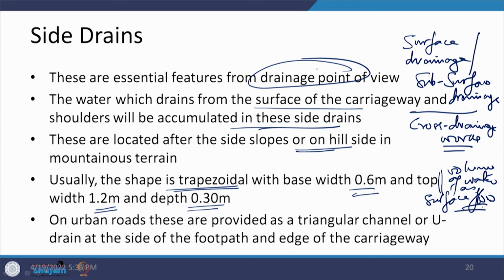Okay, so that amount of water needs to be calculated, and accordingly there may be a requirement to redesign these. In the case of urban roads, they can be provided as a triangular channel or the U drains, and these are provided at the side of the footpath or at the edge of the carriageway, but most of the time we should have some space being given even for the shoulder also.